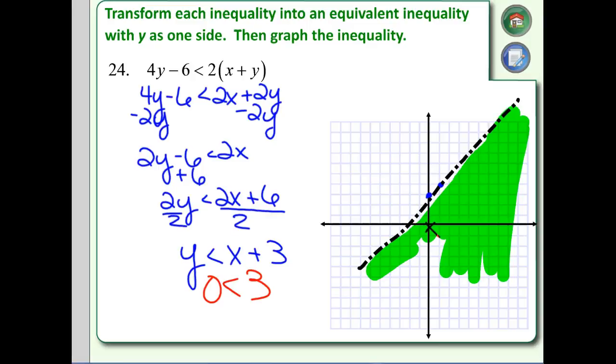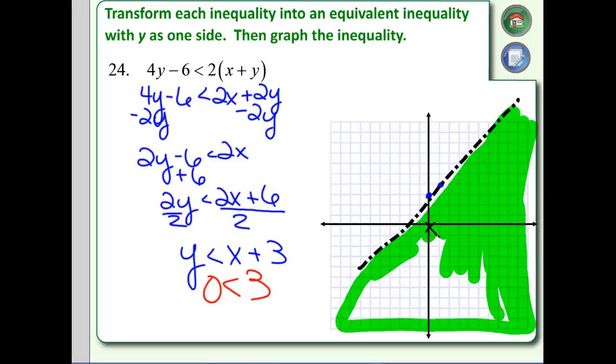Okay, so when we're graphing a linear inequality, remember, shading is required. You've got to show me which side of that line is the solution set. And how we figure that out is by always using a test point. And our test point is going to be 0, 0.